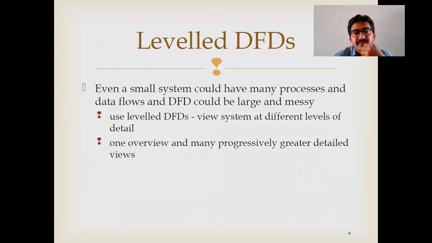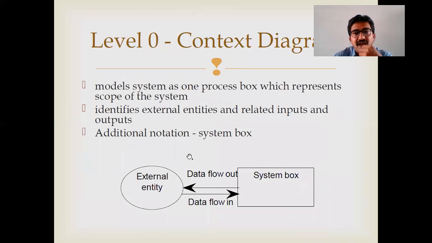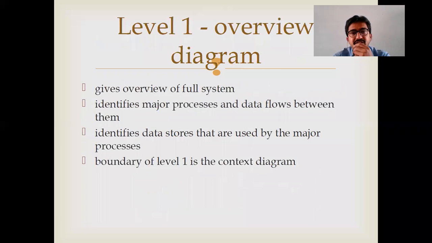Now the levels of DFD. We use level DFDs to view the system at different levels of detail, an overview with progressively greater detail views. Level 0 models the system as one process box, which represents the scope of the system. We just identify the external entities and related inputs and outputs, with input and output data flow and just one process.